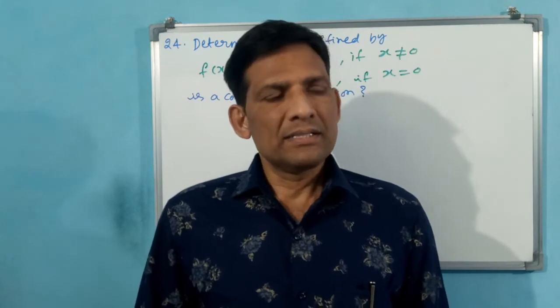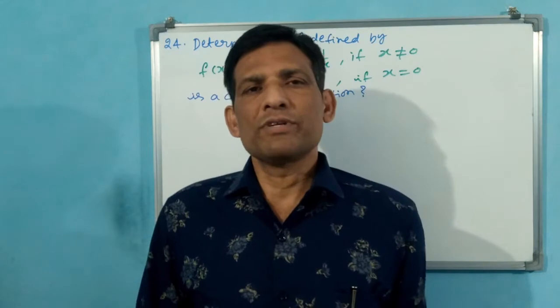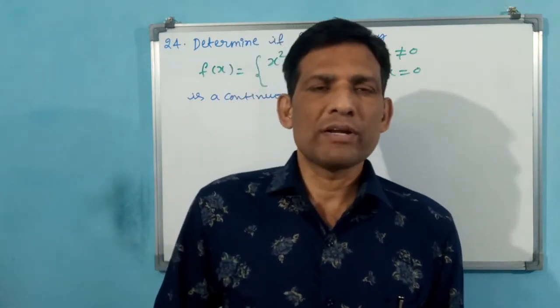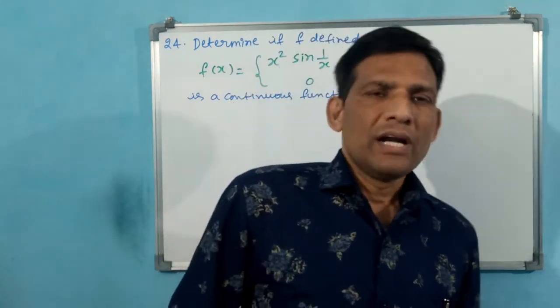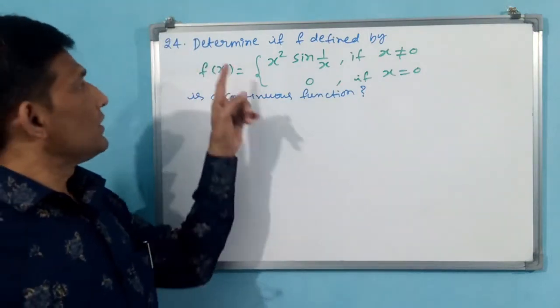Let us try to finish from 24 to 30: 24, 25, 26, 27, 28, 29, 30. Seven questions we are able to complete in this video. Let us start. See what they have given in the 24th question.